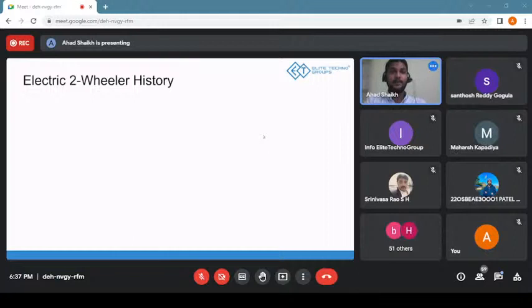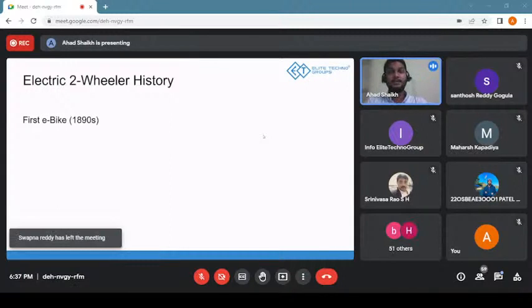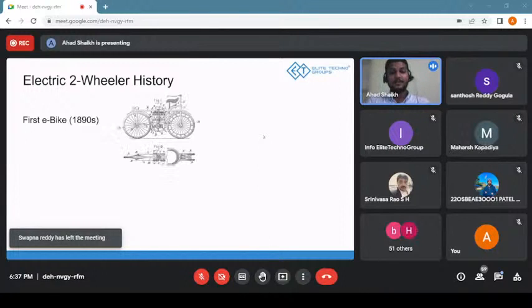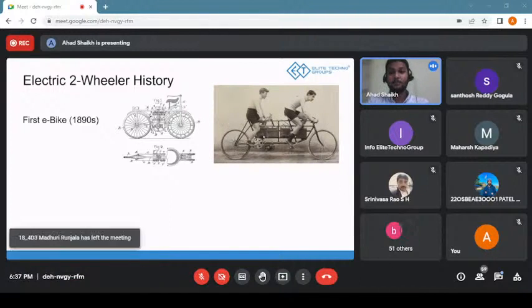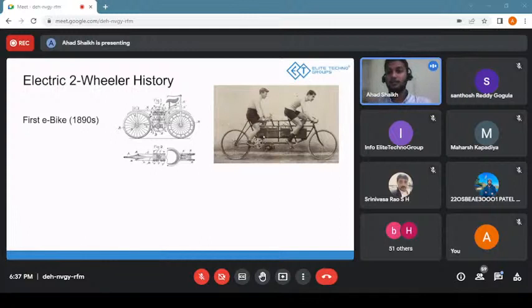When vehicles were introduced, basically before IC engines, motors were developed and installed in vehicles. In the 1890s itself, people started making concepts and designs for electric two-wheelers. You can see this is a design from an engineer in the 1890s. People started thinking like that before building electric two-wheelers. Then people came up with some prototypes and practical models, but they were at a prototype stage and not mass produced.